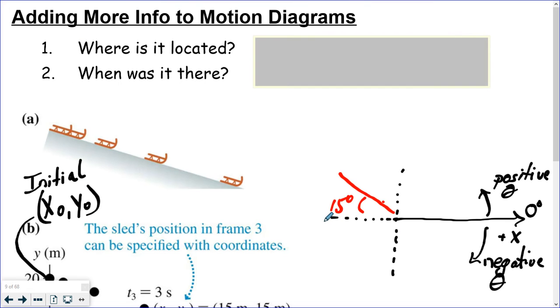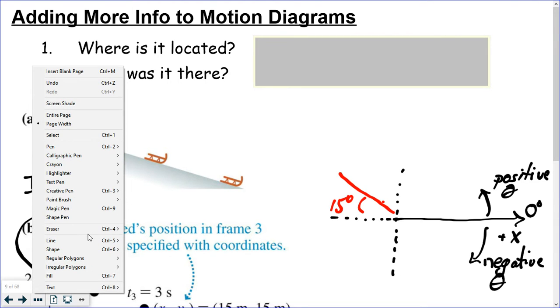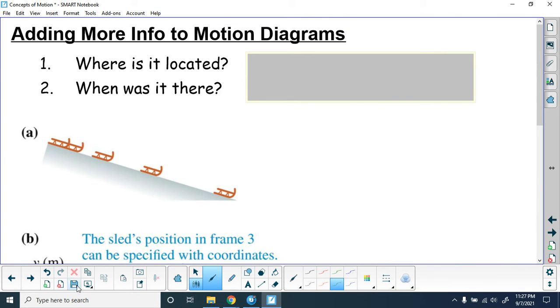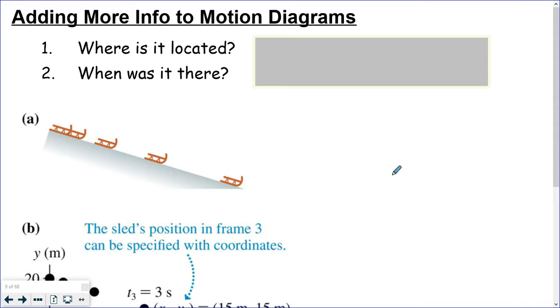Okay. So let's just look at these guys. Oh, I didn't realize I didn't clear my page here. Give me 1 second here. We can put the same thing together. So adding more information to motion diagrams, this is what you're going to do throughout the rest of your packet. And to do that, we want to say where is it located.